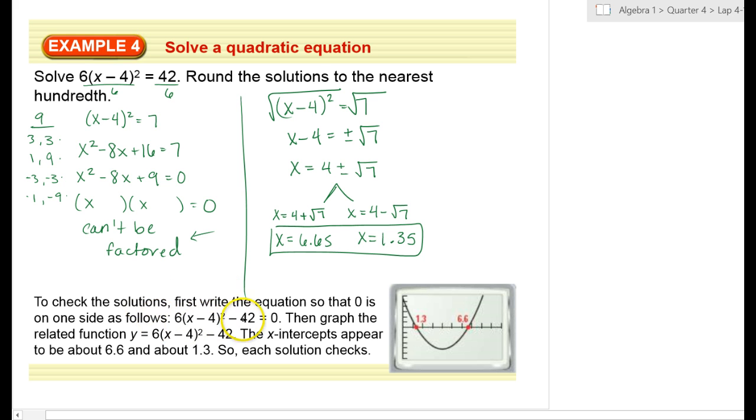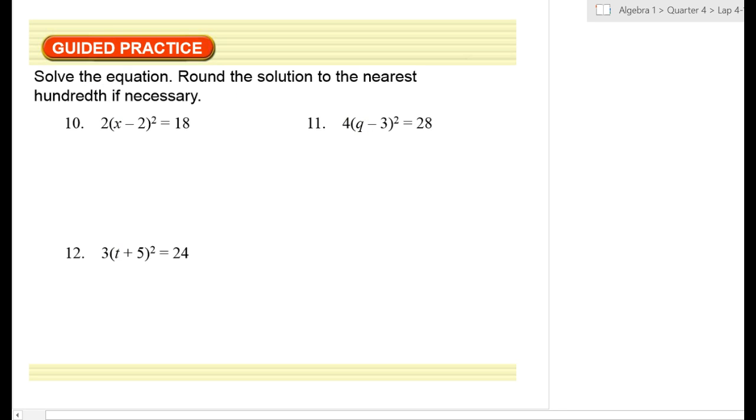So again, to check it when you've got your calculator, you want to type in the first version, well, just this version, but make it equal to 0, so you'd have to bring the 42 over. And then find the zeros, like you know how to do, and your zeros should get you to be about these numbers. Okay, so we're going to do a couple more of those for practice.